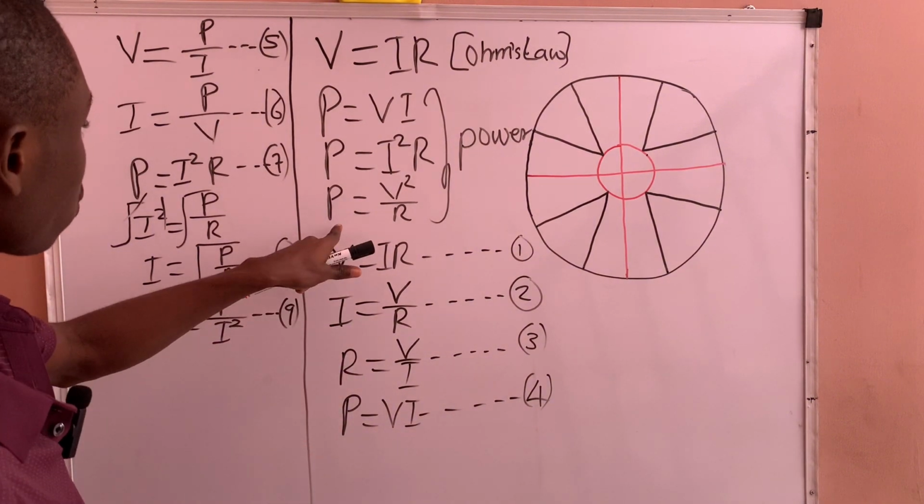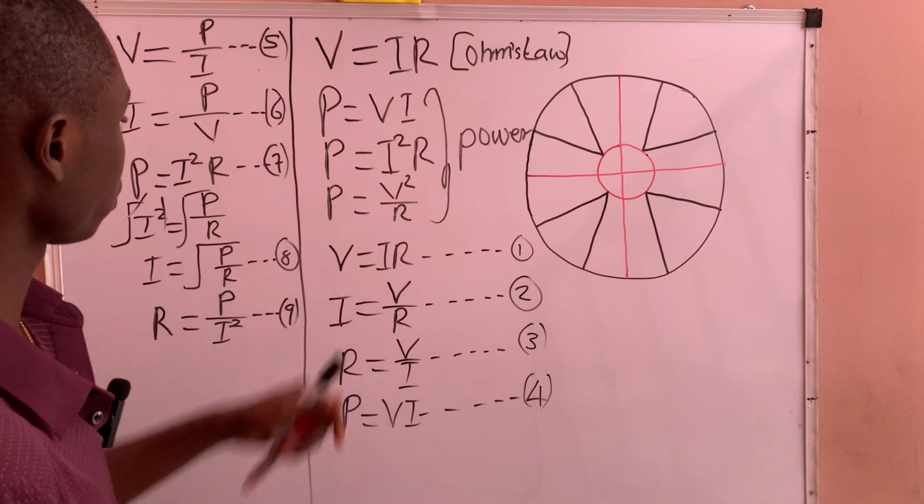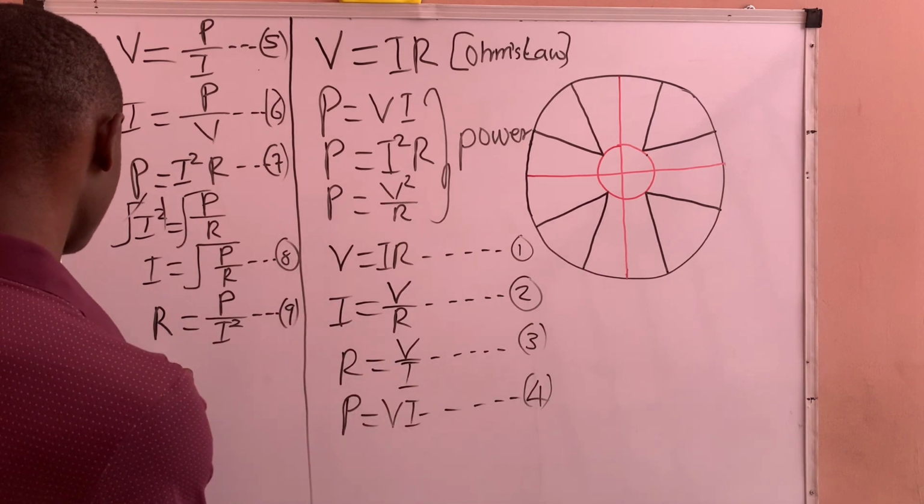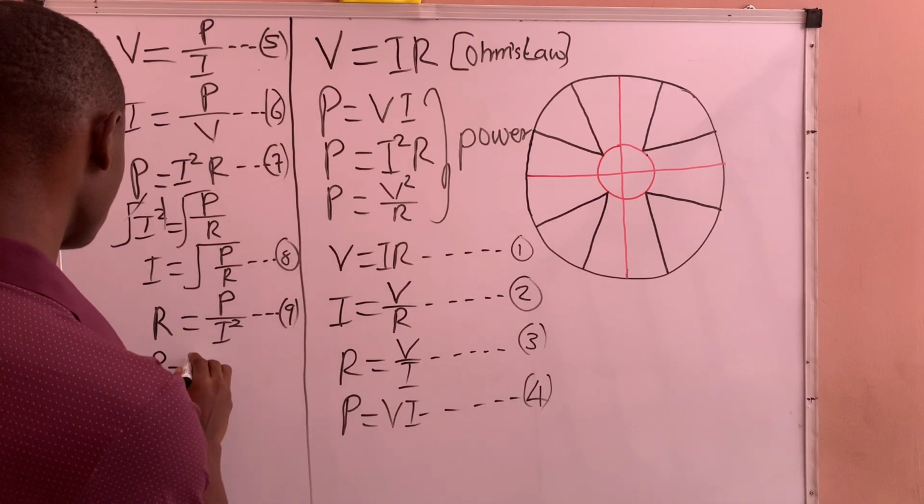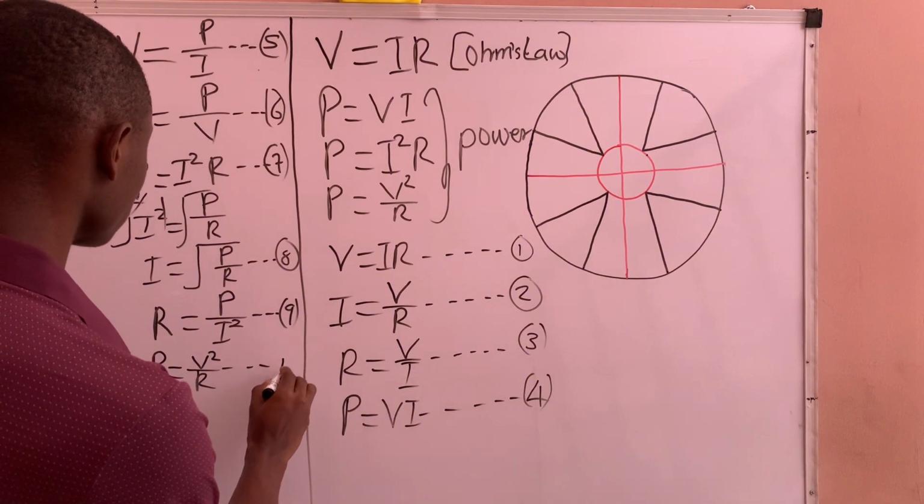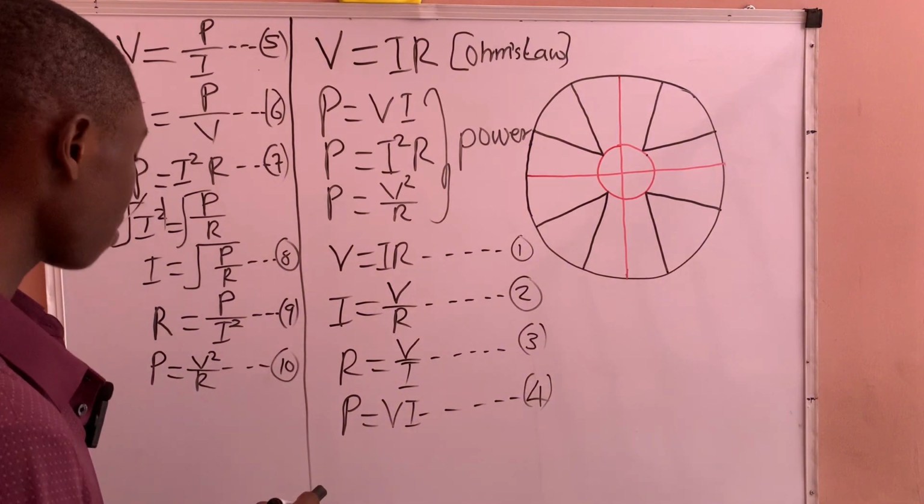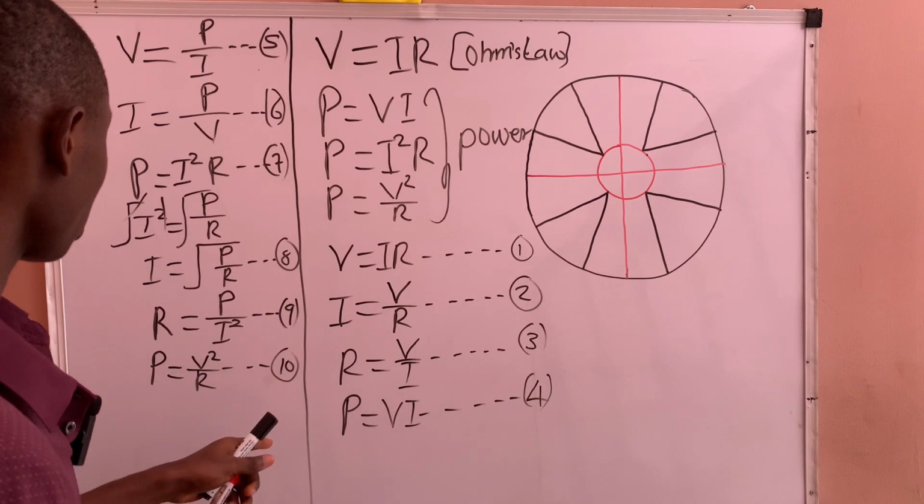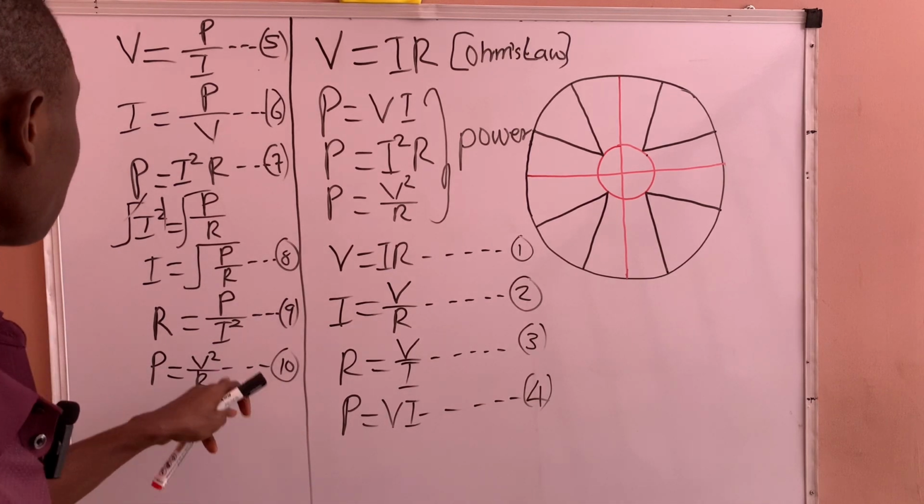So let's move to the next one, which is P equals V squared over R, P is equal to V squared divided by R. We call this equation 10. By making V the subject of the formula, we will rearrange the same equation and make V the subject of the formula.